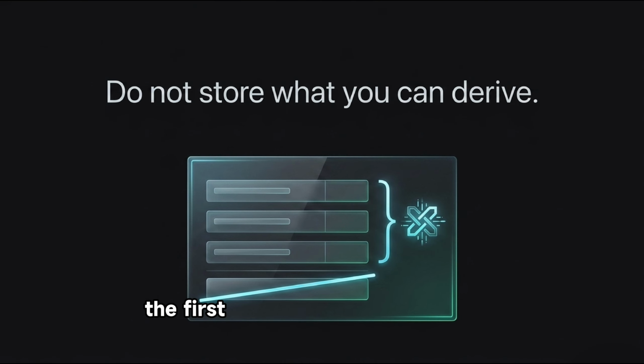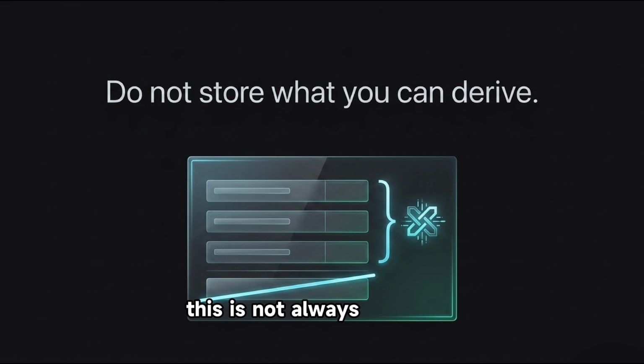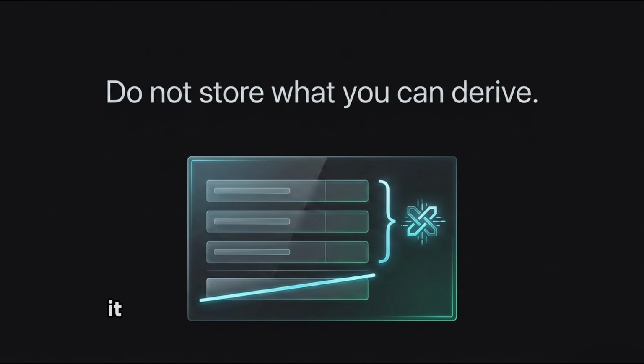The first is to stop persisting values that can be calculated. If a total is derivable from line items, calculate it at read time. Do not store it. A field that does not exist cannot become stale. This is not always an option. Performance sometimes demands denormalization, but when it is an option, it eliminates the inconsistency risk entirely.